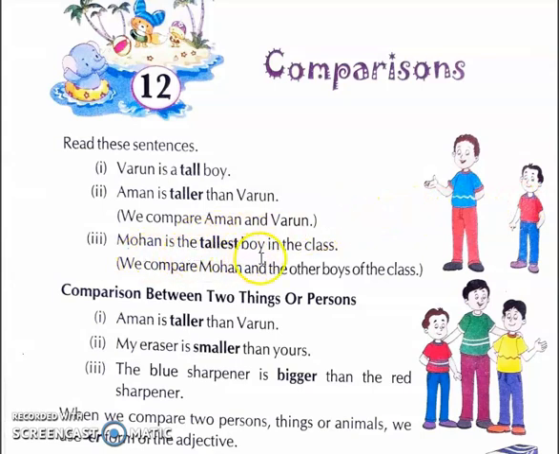Mohan is the tallest boy in the class. We compare Mohan and the other boys of the class. See, here are three boys and Mohan is the tallest boy in the class that we can see in the picture.